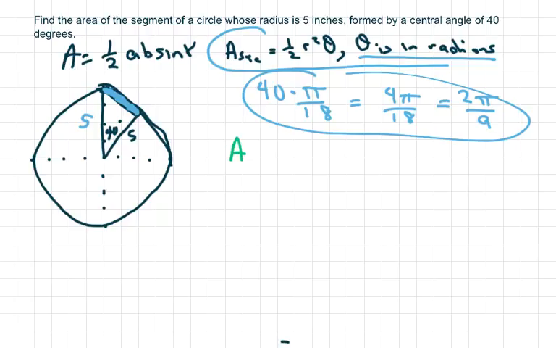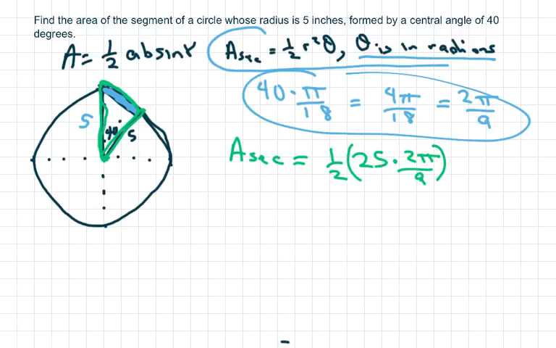Find the area of the sector, which is this whole piece here. It's like eating the whole piece of the pie. All right, and that's going to be 1/2. I'm going to go ahead and put 5 squared, it's 25 times 2 pi over 9, and that gives us 25 pi over 9 inches. We're talking about inches here.